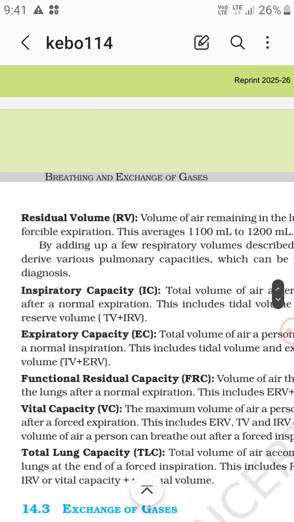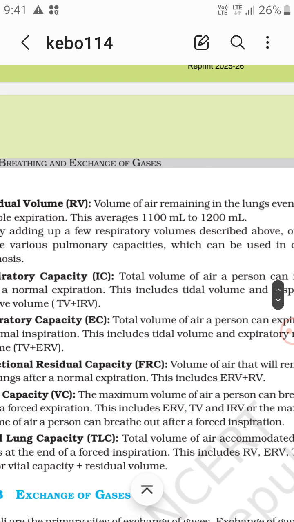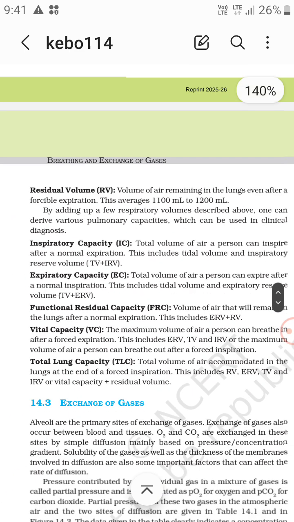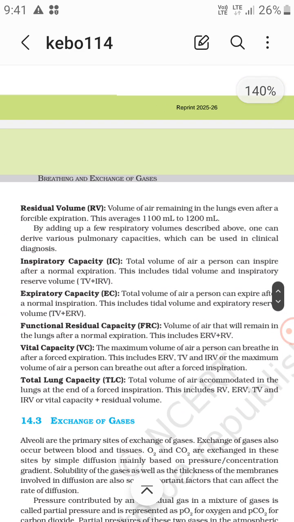And now residual volume is the volume of air remaining in the lungs even after a forcible expiration. When you try to release all of your air, some air still remains inside the lungs. This averages 1100 to 1200 ml. This is the residual volume.